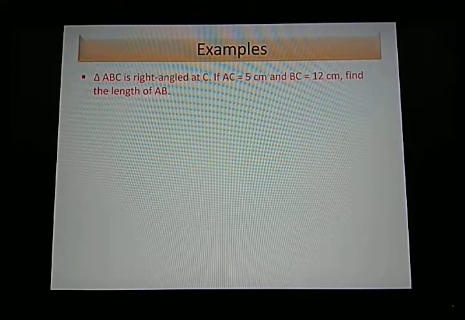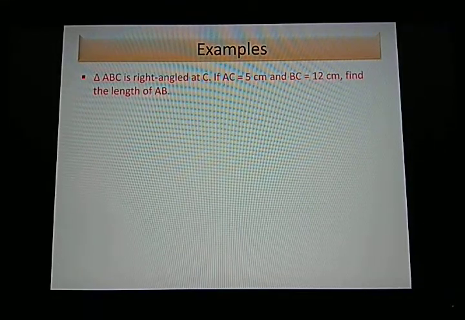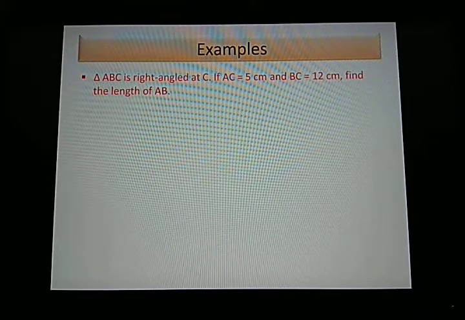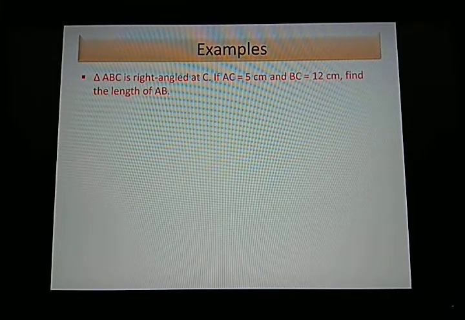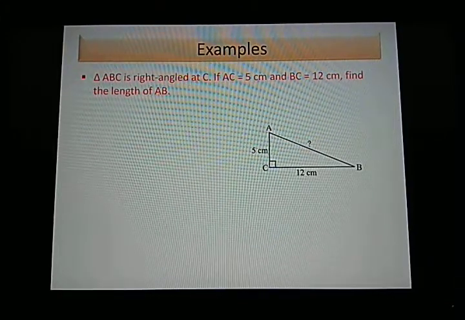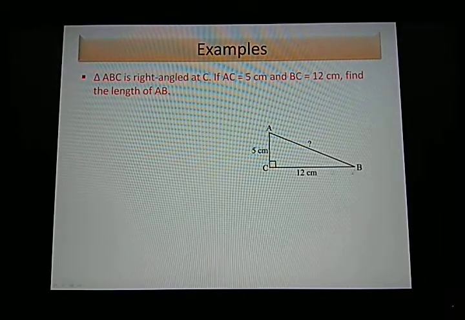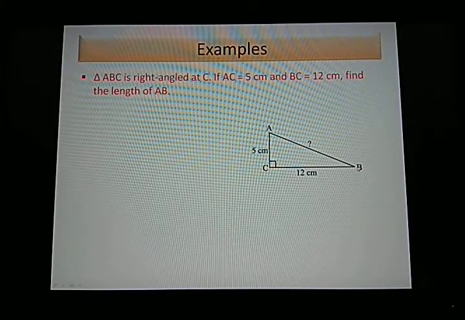Now the next example says that ABC is a right angled triangle, right angled at C. The length of AC is given and the length of BC is given to us. We have to find out the length of the third side, that is AB. So let us see the diagram. So this is the diagram. Length of BC is given to us, length of AC is given to us. Now we just need to find out the length of AB.